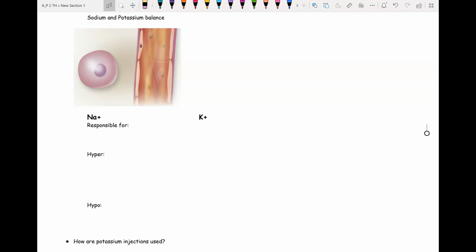This chapter covers several electrolytes and maintaining balance of them. Right here, we're going to focus on sodium and potassium. Both of these have several responsibilities, but we're just going to look at the main one. The main thing that sodium is responsible for is your osmolarity. Sodium has the biggest impact on the water in your body.